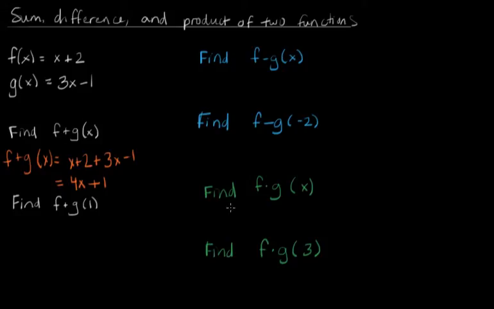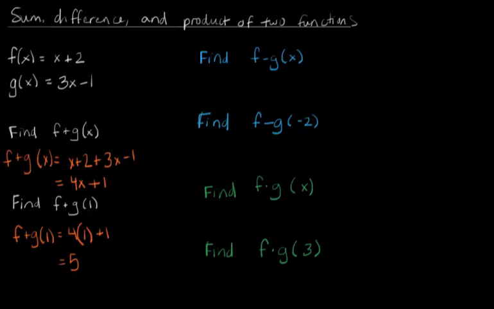And then if we wanted to find f plus g of 1, we just need to substitute 1. So f plus g of 1 would be 4 times 1 plus 1, or 5. So f plus g of 1 should be 5. We could also substitute it back up here. So 1 plus 2 plus 3 times 1 minus 1. So 1 plus 2 plus 3 minus 1 is also equal to 5. But it's a little easier to substitute it once you've simplified the equation.